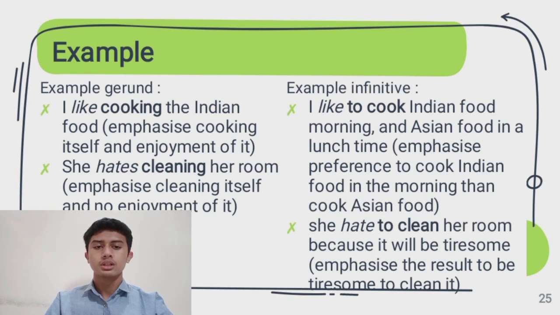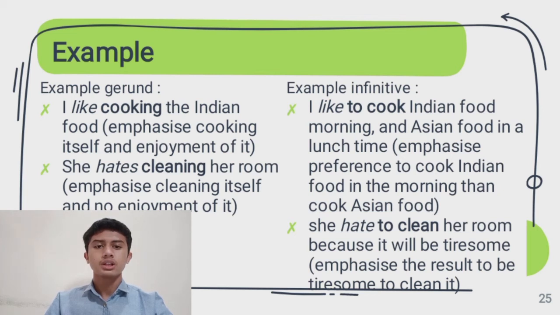Example, number 1, gerund: I like cooking Indian food. It emphasizes cooking itself and the enjoyment of it. She hates cleaning her room. It emphasizes cleaning itself and no enjoyment of it.